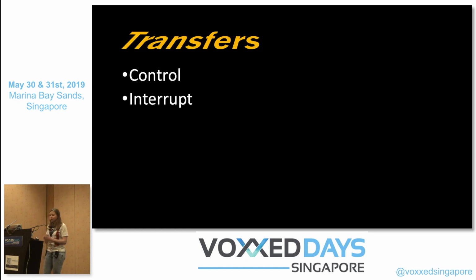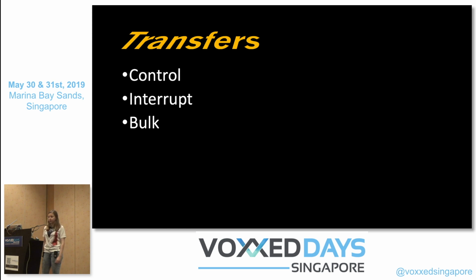Next type of transfer is called an interrupt transfer. An interrupt transfer is for low latency data. So, for example, a USB keyboard: when you plug that into your computer, every time you push a button, that is an interrupt transfer. Then we have bulk transfers. Bulk transfers are for large amounts of data. They allow for delays.